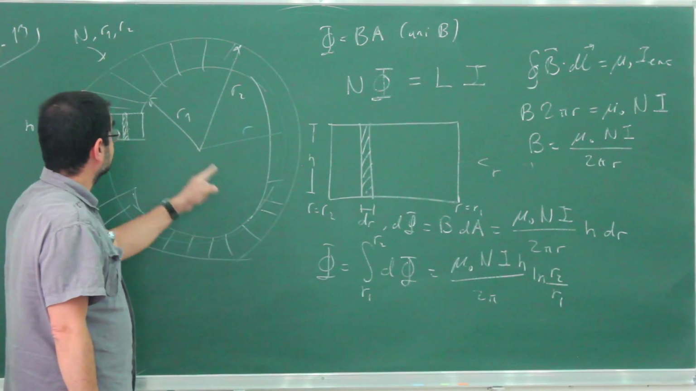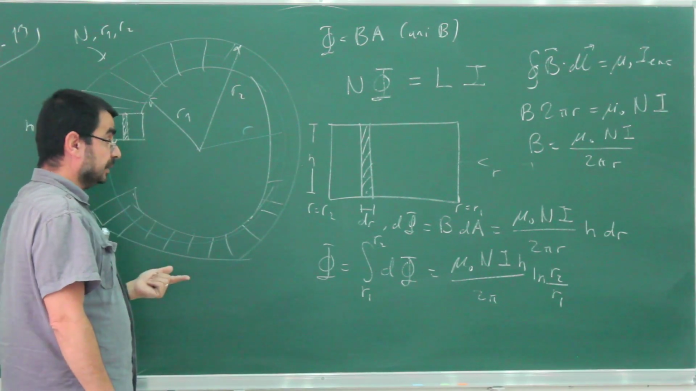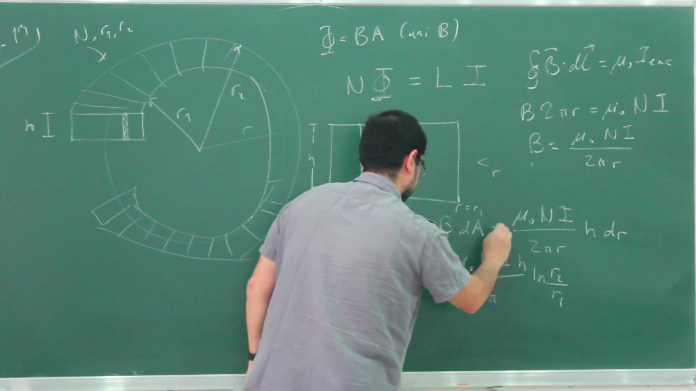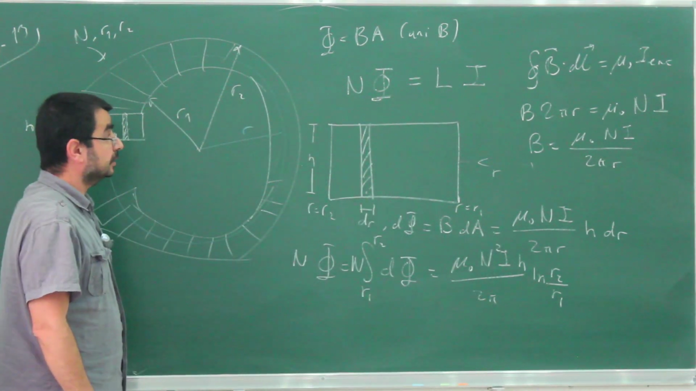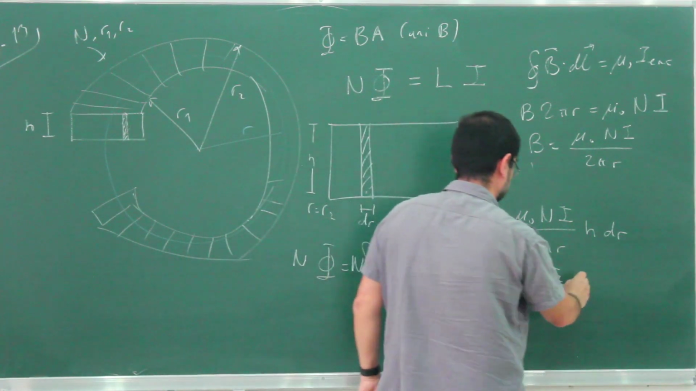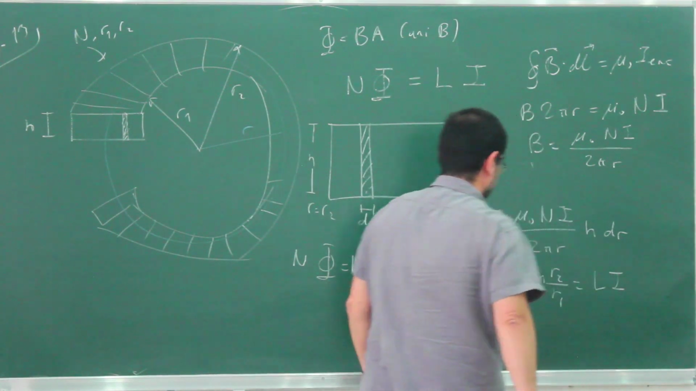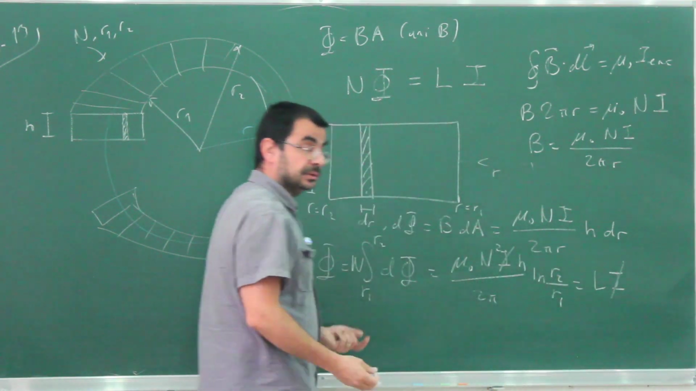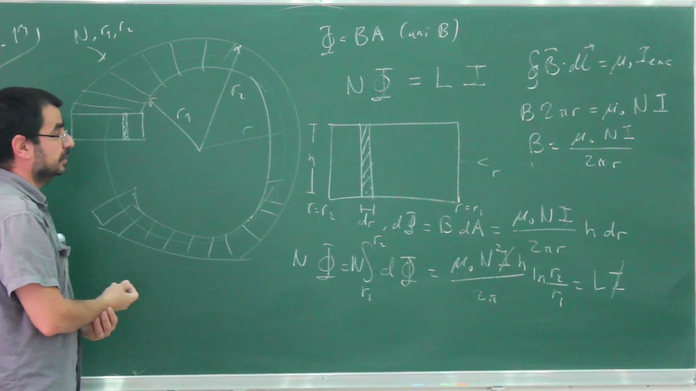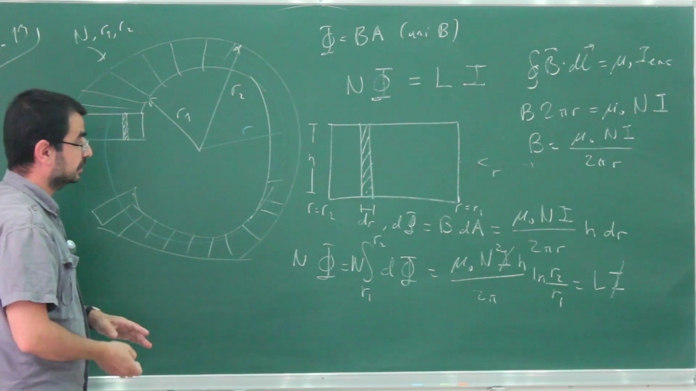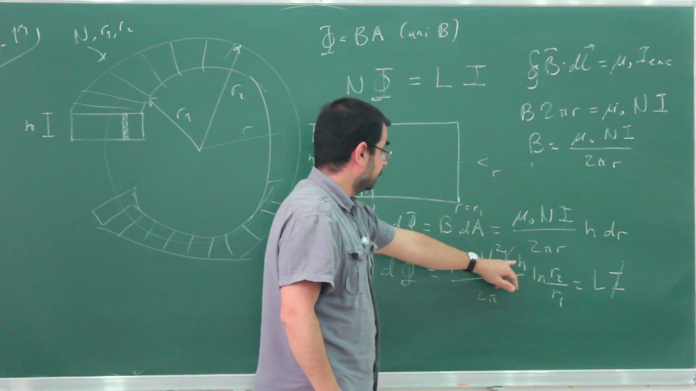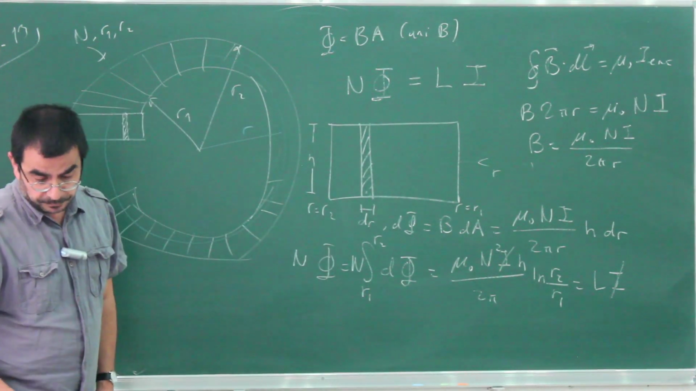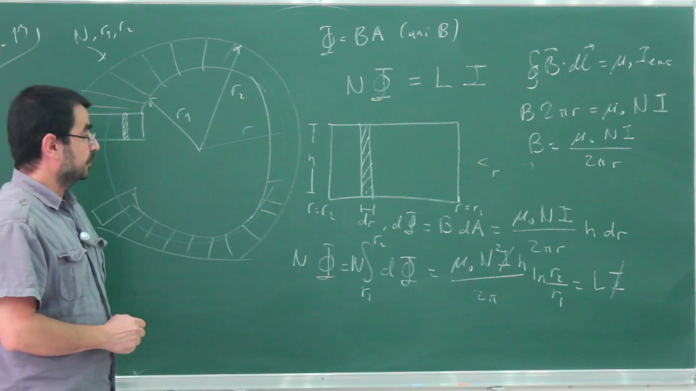Now this is the flux for one turn. The total flux is going to be n times this. So this becomes n squared, and the total flux is equal to L times I. And so the I's go away as they should. The self-inductance does not depend on current, it only depends on the geometrical factors. So we get L equals mu naught n squared h over 2 pi times the natural logarithm of R2 over R1, which is in fact the expression given in the book. So the proof is complete.